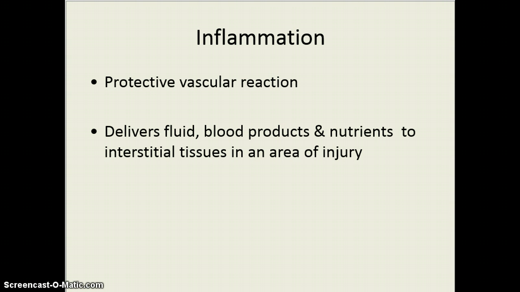In looking at our inflammatory process, it's protective. The vessels react because they're trying to help the body out, and it's the response to an injury or an infection that the vessels respond in that way. So inflammation is really a protective mechanism that brings the fluid, the blood products, and the nutrients to that interstitial tissue where there's injury at. When we look at neutralizing and eliminating pathogens or necrotic tissue, that means it's trying to repair the body tissue to what it originally was.